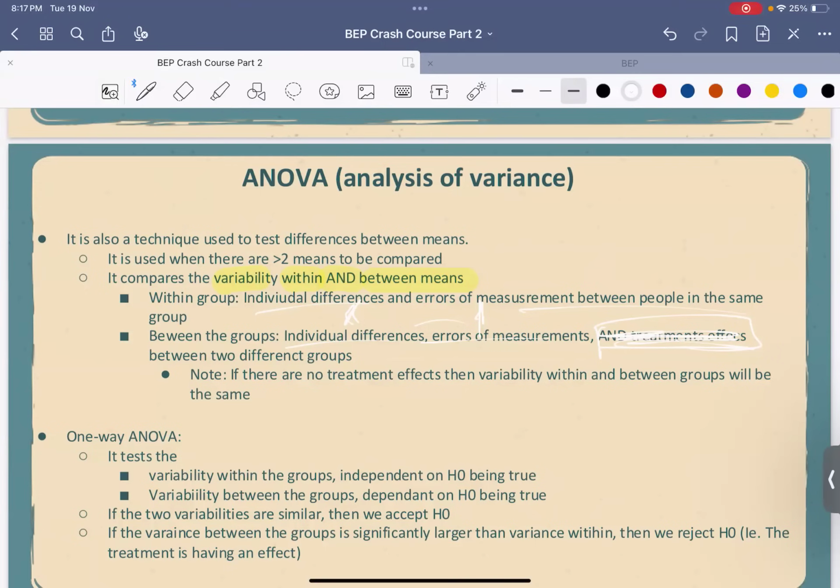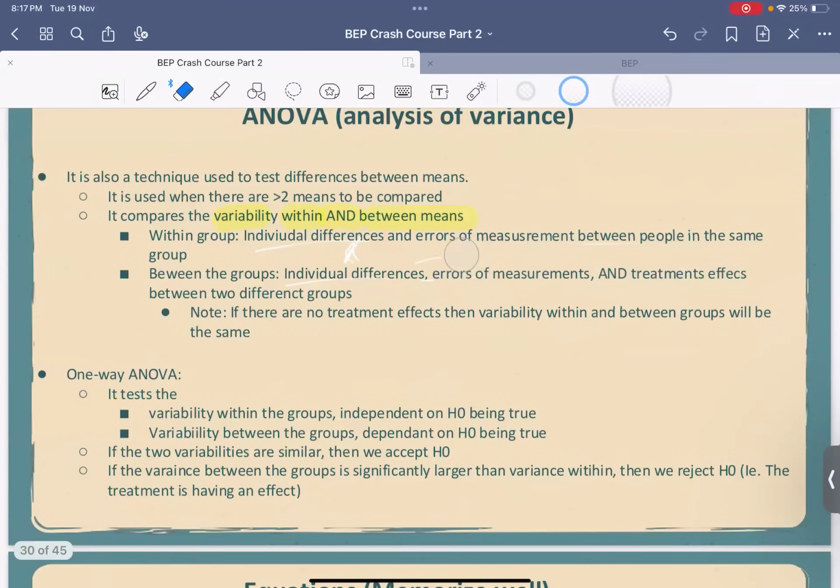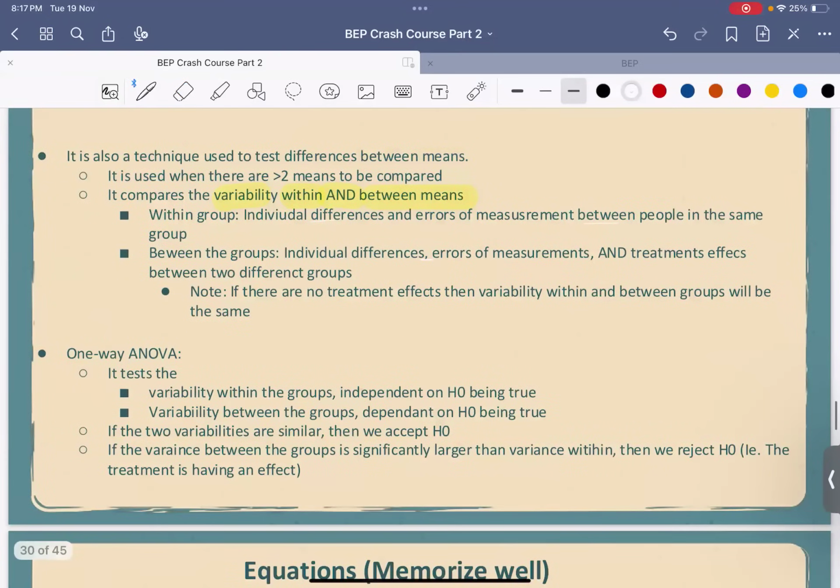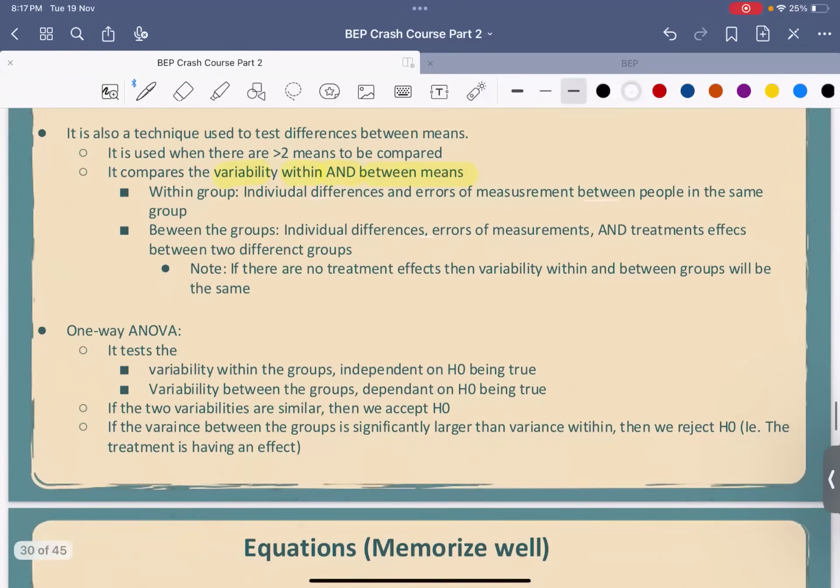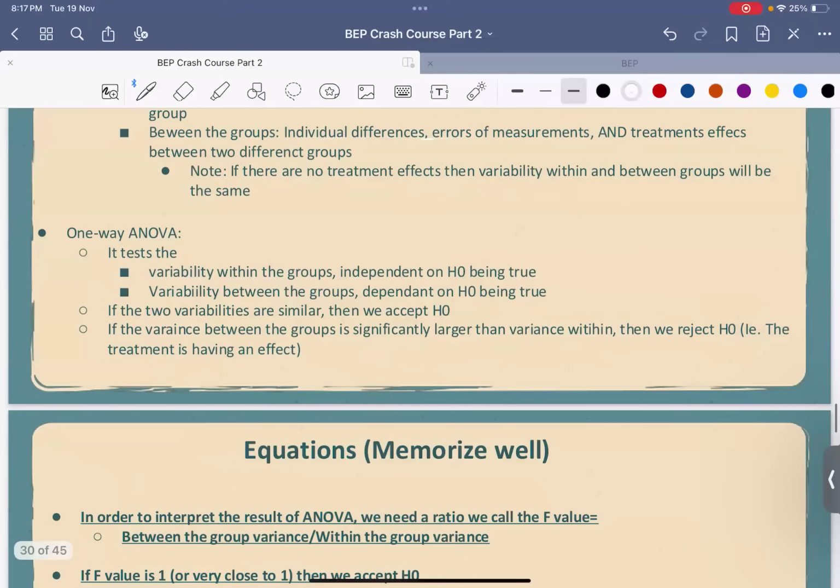The treatment is not statistically significant. Okay, so this is how we use ANOVA. This is the basic idea. Obviously, there are calculations that come into play. The main ANOVA we use is called one-way ANOVA. You don't need to worry about any other ANOVA. So it tests the variability within the group and the variability between the groups.